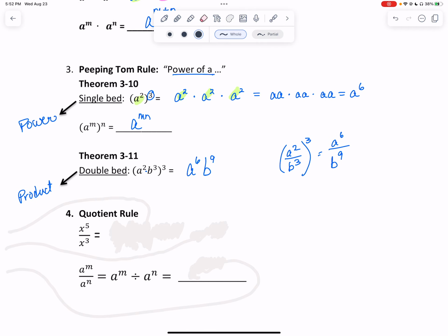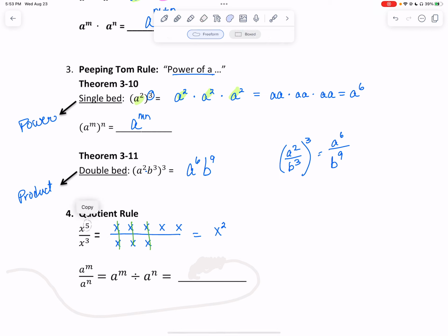All right, the quotient rule. That's when you are dividing. So x to the fifth divided by x to the third. So you're going to have 5 of them on top, right? 5 x's on top and 3 on the bottom. And now we're just going to cancel out the ones that we can, right? So we're canceling those out. What do we have left? We've got x to the second. All right, so you have a 5 and a 3, and I got a 2. What are we going to do to those exponents? The 5 and the 3. Yeah, we're going to subtract them. Okay.